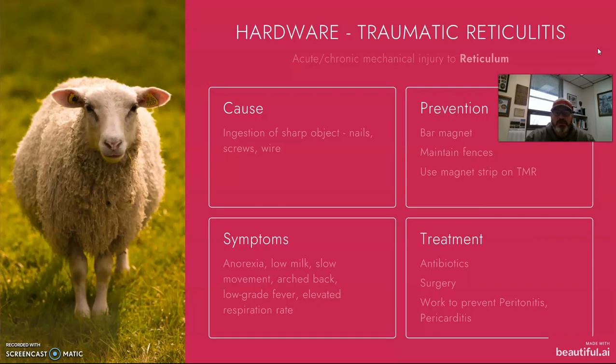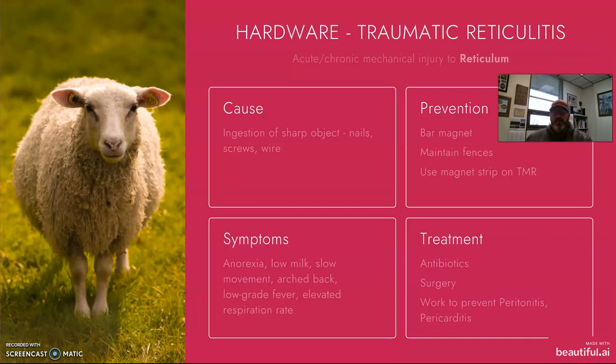Preventative features here, go with a bar magnet. That's really easy to do. They're really small. You can administer them orally, and they will hang out there in that reticulum and help prevent these things. Just good maintenance of any of your feeding or fencing materials on the farm.